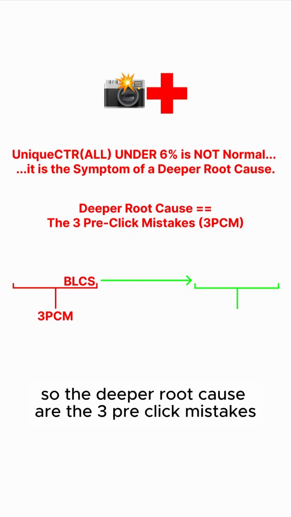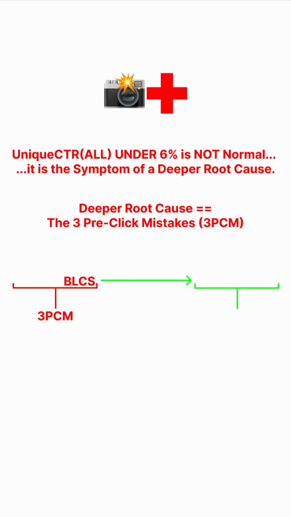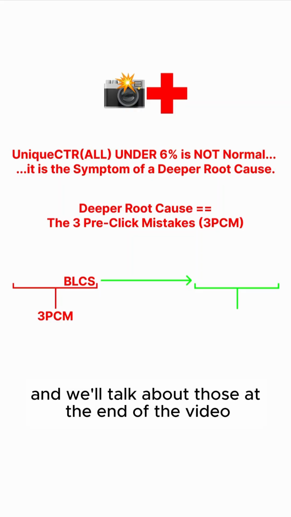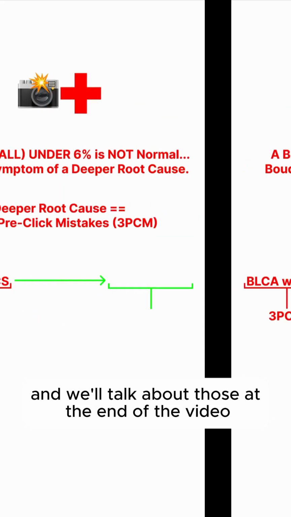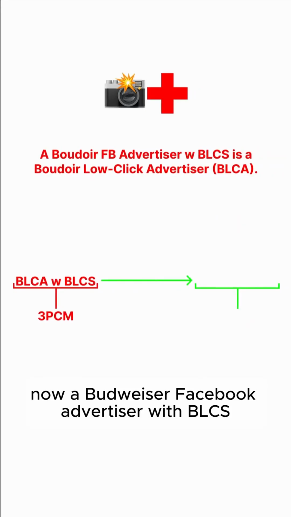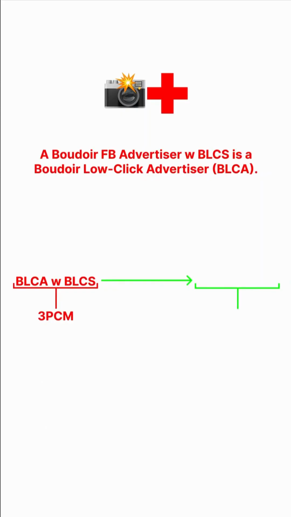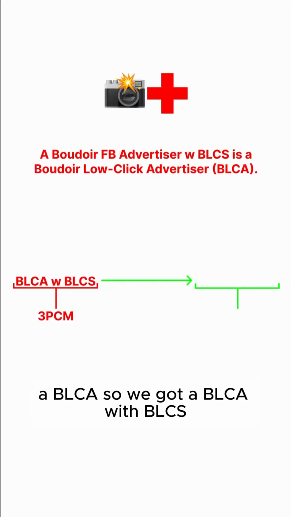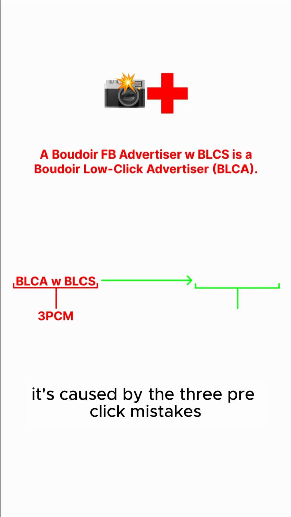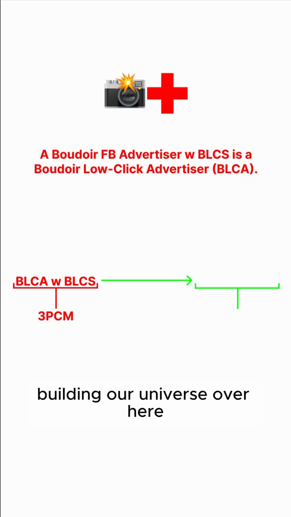So the deeper root cause are the 3 pre-click mistakes, and we'll talk about those at the end of the video. Now, a Boudoir Facebook advertiser with BLCS is a Boudoir low-click advertiser, a BLCA. So we got a BLCA with BLCS. It's caused by the 3 pre-click mistakes. Building our universe over here.